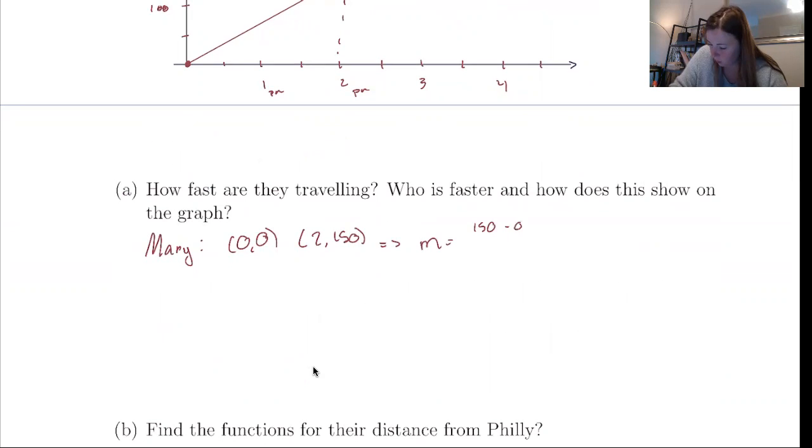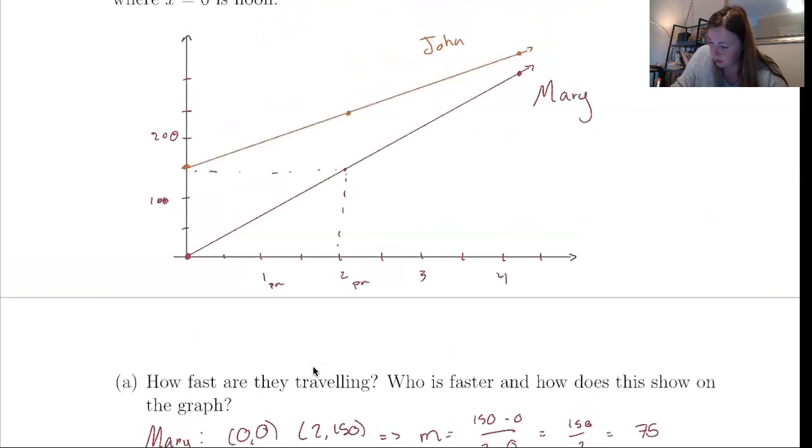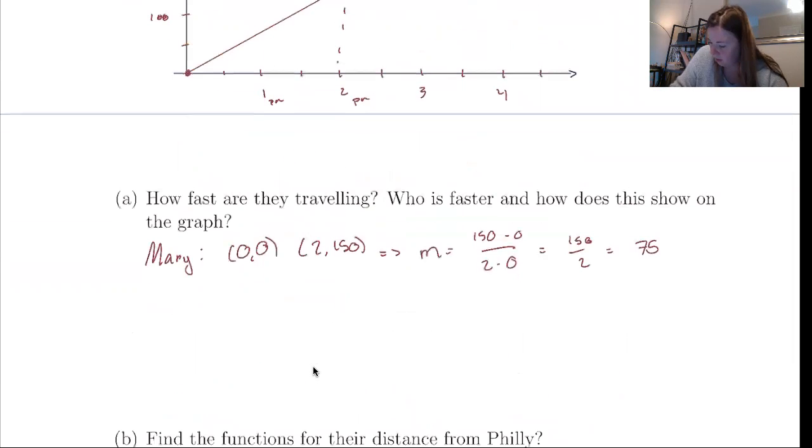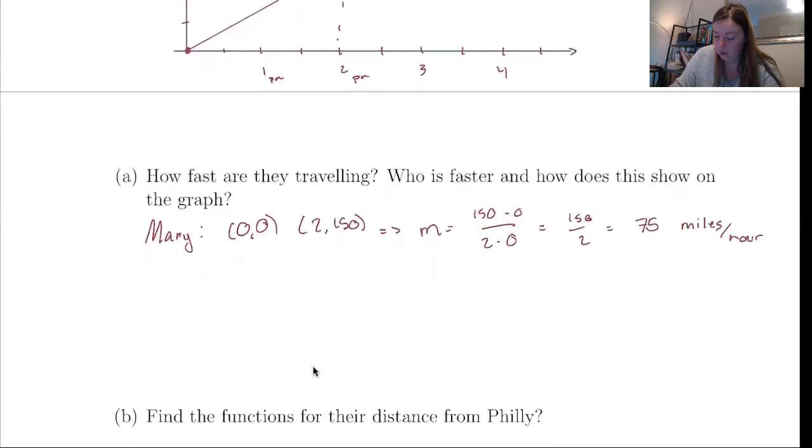Y2 minus y1 over x2 minus x1, which is 150 over 2, which is 75. And this is miles per hour. All right, your output over your input units. She's making pretty good time. She's not speeding too much.